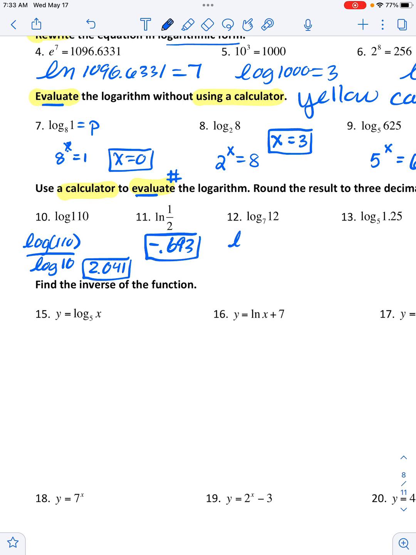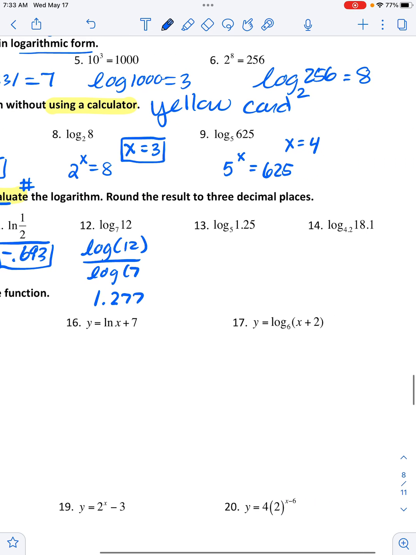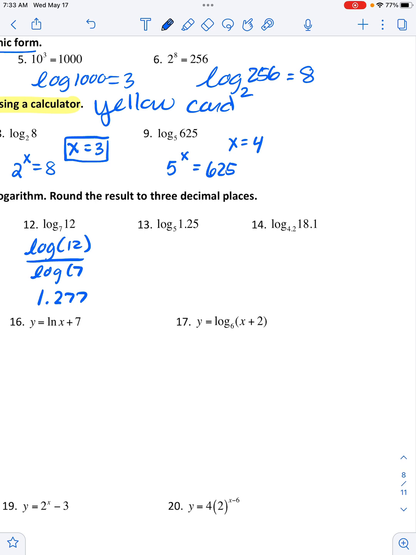This has a base, so I'll have to do log 12, close that, over log 7. So the number in the bottom stays in the bottom, and I got 1.277. Same thing here. This is saying 5 to what power is 1.25? I have no idea. I'm going to close that down, put it over log 5, and I got 0.137.